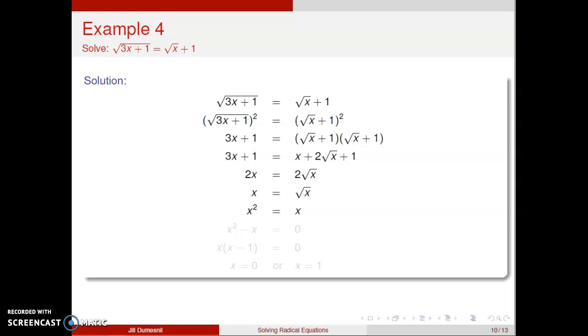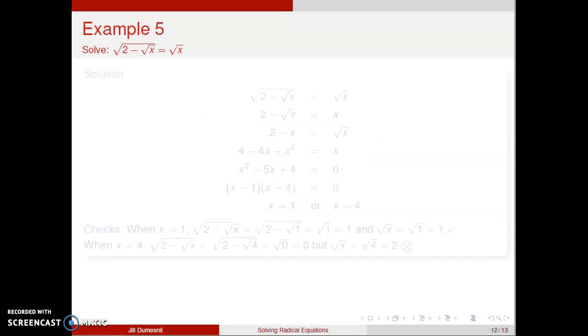This produces a quadratic equation that we put in standard form and factor to have a product equal to 0. Setting each factor equal to 0 and solving each resulting equation produces x equals 0 or x equals 1. It is readily verified that both of these values check in the original equation. Therefore, our final solution is x equals 0 or x equals 1.